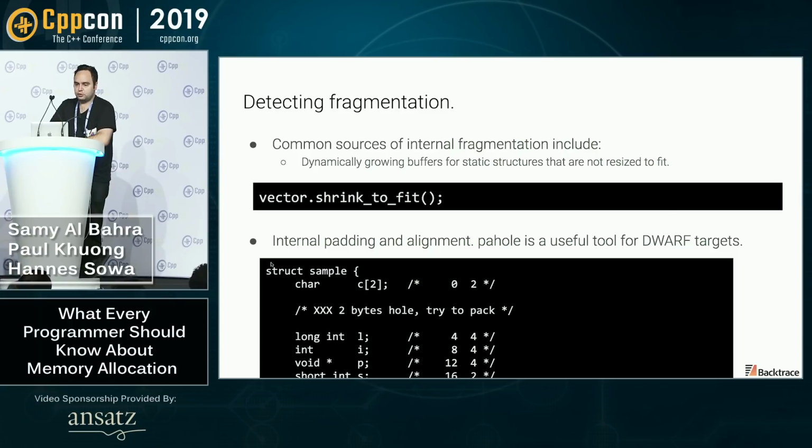Common sources of internal fragmentation that we've seen in the workloads we've dealt with are dynamically growing buffers that are not resized to fit. So a lot of container structures will have shrink to fit. Call that if you do have a static structure.